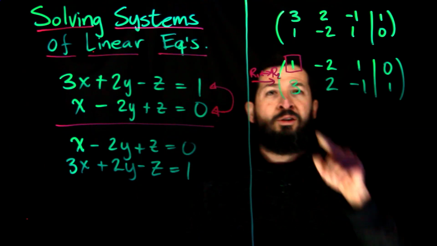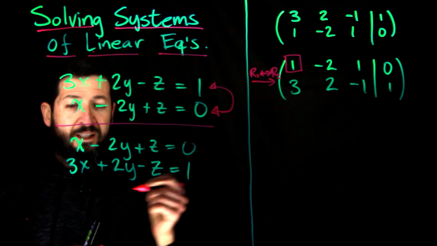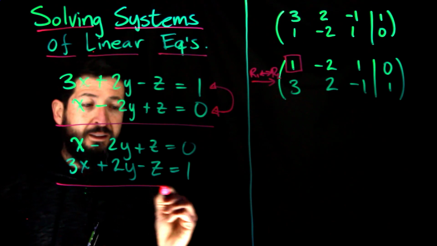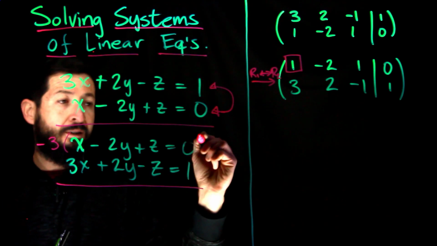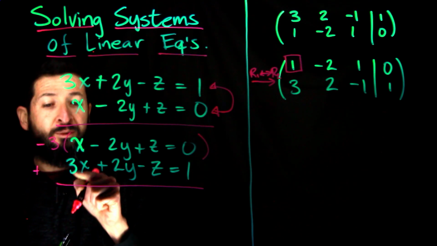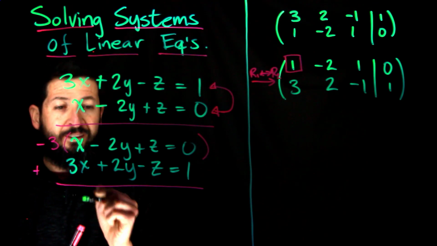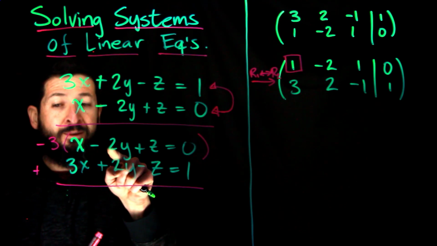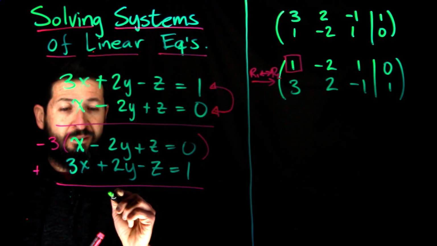So now what I'm going to do is want to make this one 0. So the way I would do it here is I would say the first row, I'm going to multiply it times negative 3. And then I would add them all. So I get negative 3 plus 3 equals 0. So 0 for x goes away. Then I get negative 3 times negative 2, which is going to be positive 6, sorry.